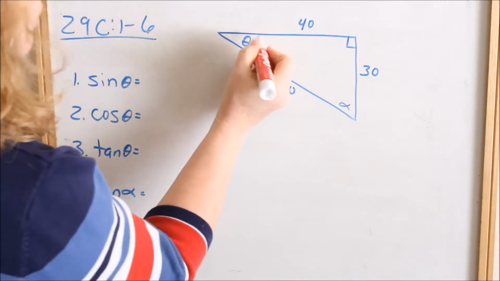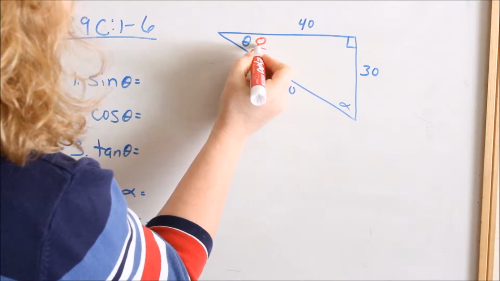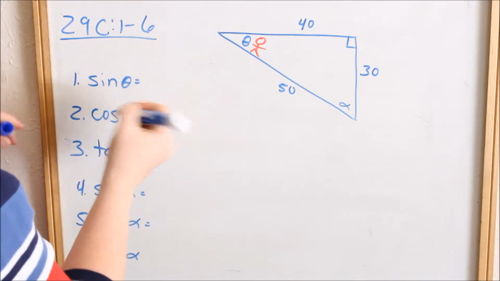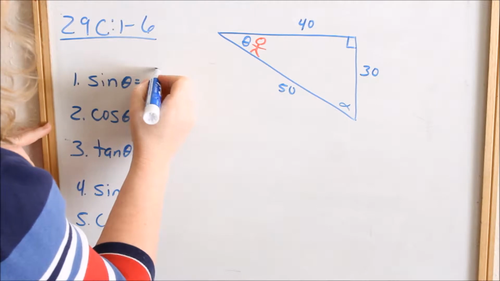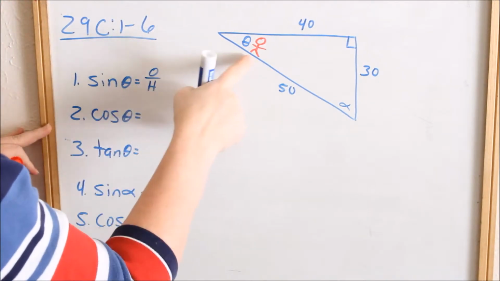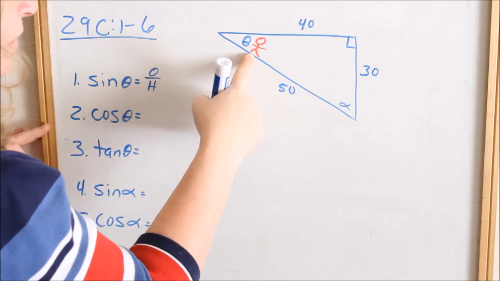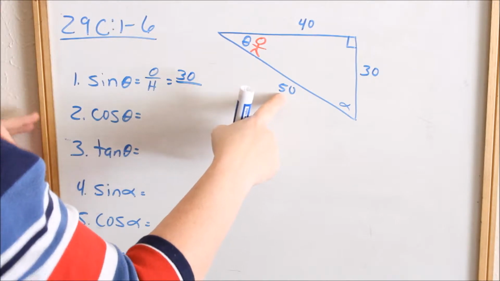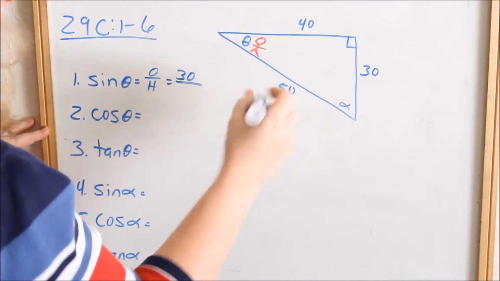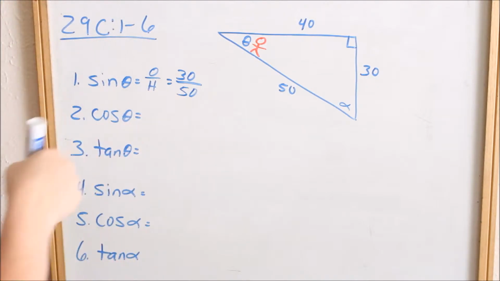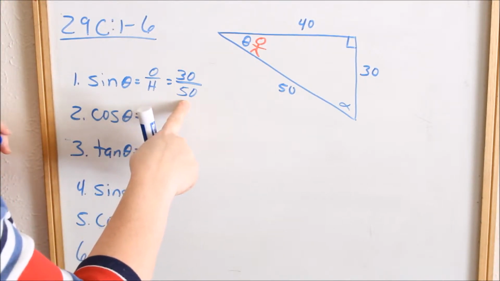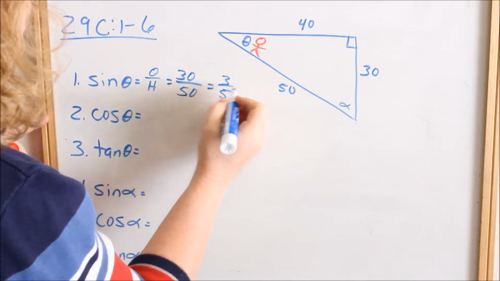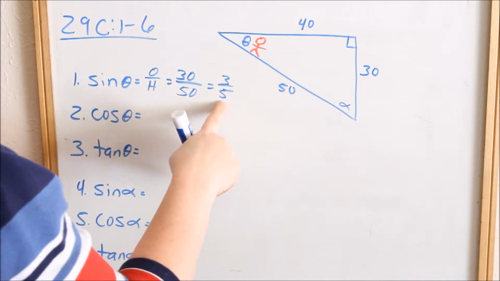Numbers 1, 2, and 3, we want to know sine, cosine, and tangent of theta. First off, we need to stand at theta because it's all relative to where you're standing. Sine is opposite over hypotenuse. If I'm standing at theta, the side opposite of me is 30. The hypotenuse is always across from the 90 degrees, so 30 over 50. Always reduce your fractions. 30 over 50 can be reduced by 10 to be 3/5. So sine theta is 3/5.